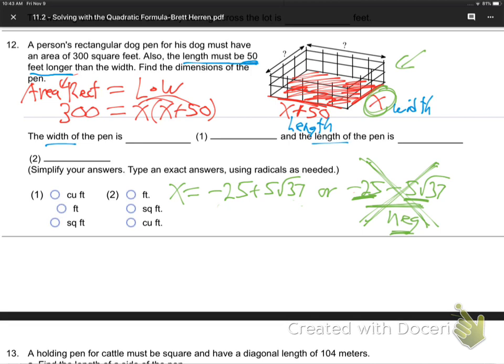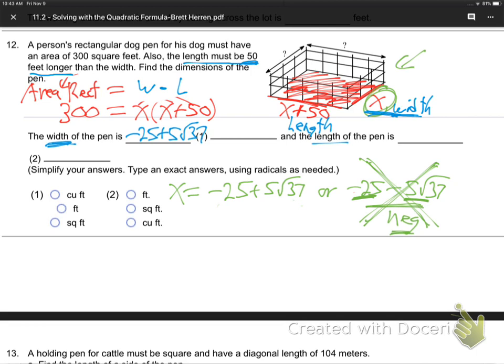The length is the 50 longer. I actually reversed it in my little equation. I was just being too casual. This is actually width, and this one's actually length, isn't it? Didn't change anything, but I just want to get it all clear now. So anyway, they want the width. First, what's the width? That's just x. So that would just be minus 25 plus 5 root 7, right? The width is just x.